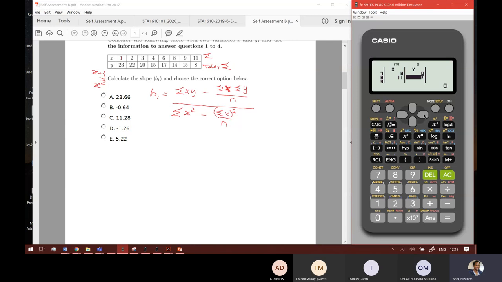And go to the other side. 23 equals, 22 equals, 20 equals, 15 equals, 17 equals, 14 equals, 15, 8 equals.